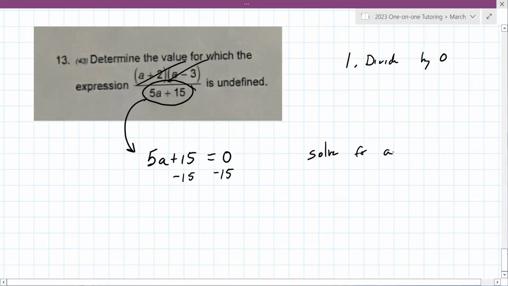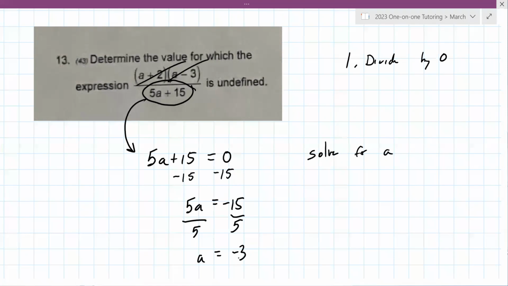I feel like this is not a complicated thing now. You're just subtracting 15 from both sides. You know how to do this. Okay, how do you solve for A now at this step? Then you divide both sides by 5. Get A is equal to -3. And that's the answer.